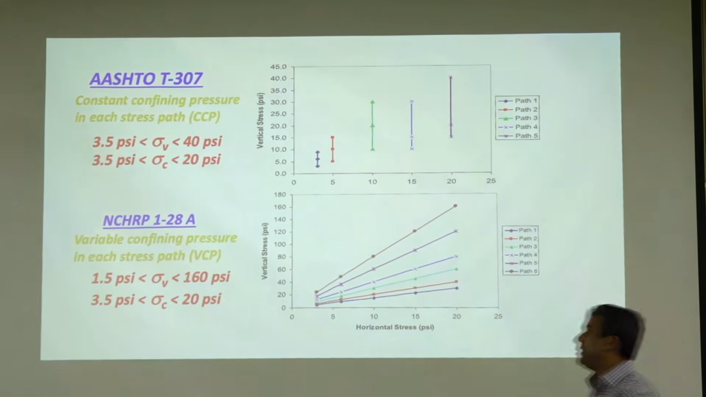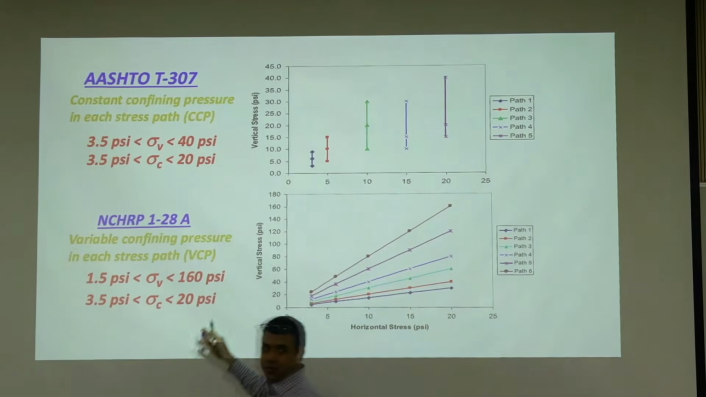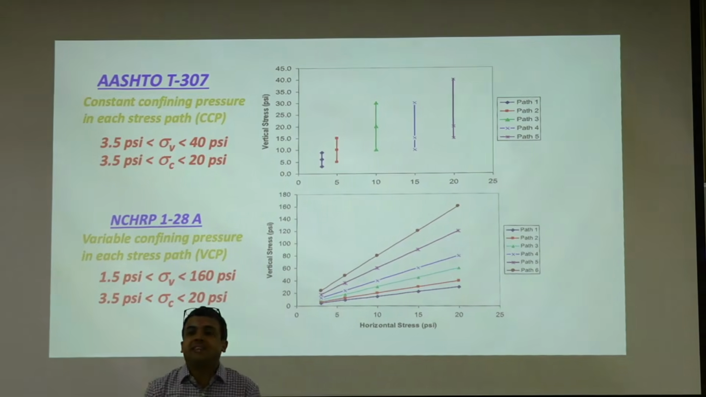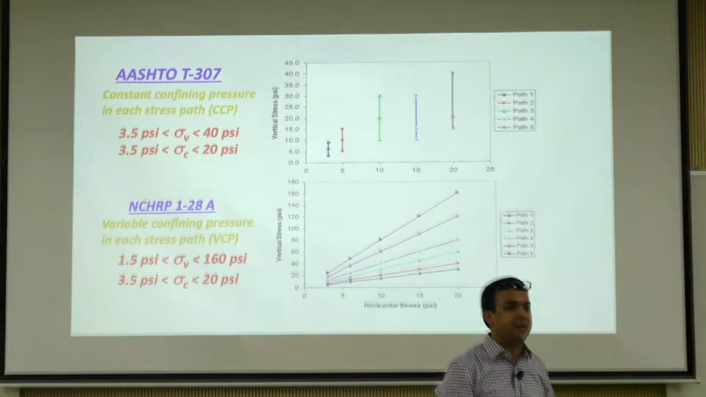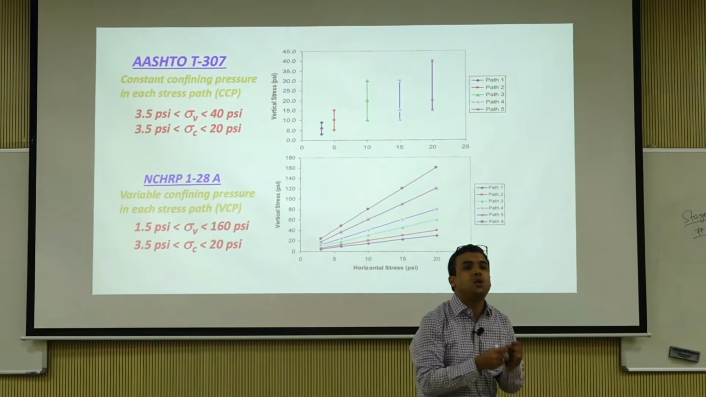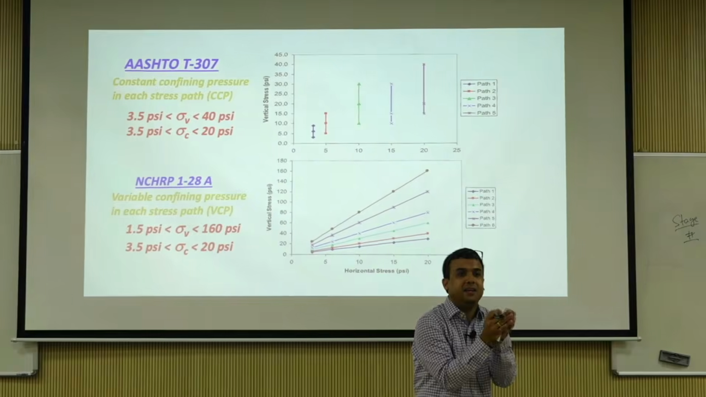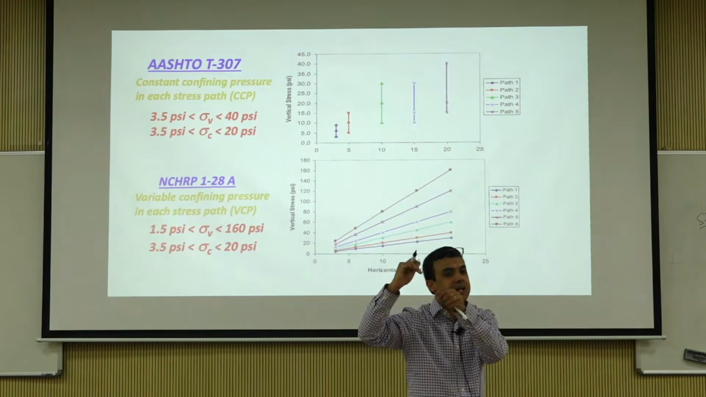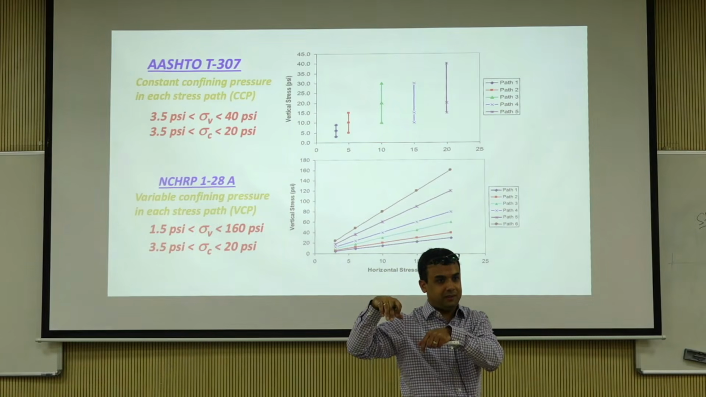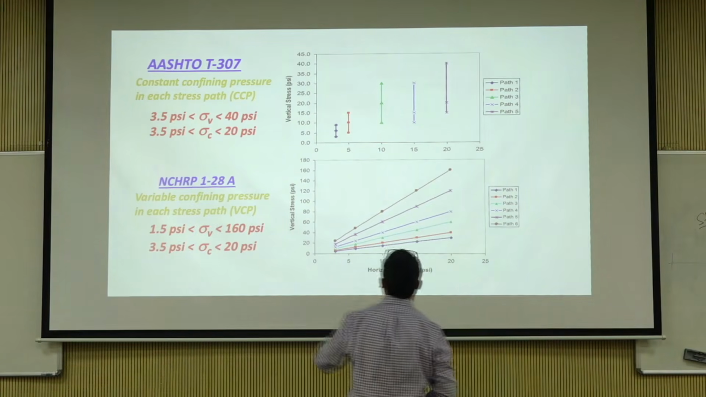There is another method called NCHRP 1-28A, which actually says that, hey, that's not a very right characterization of your material. In your material, you should not keep constant confining, you should change confining as well when your vertical stress is also increasing. So in this case, your slopes don't stay same.